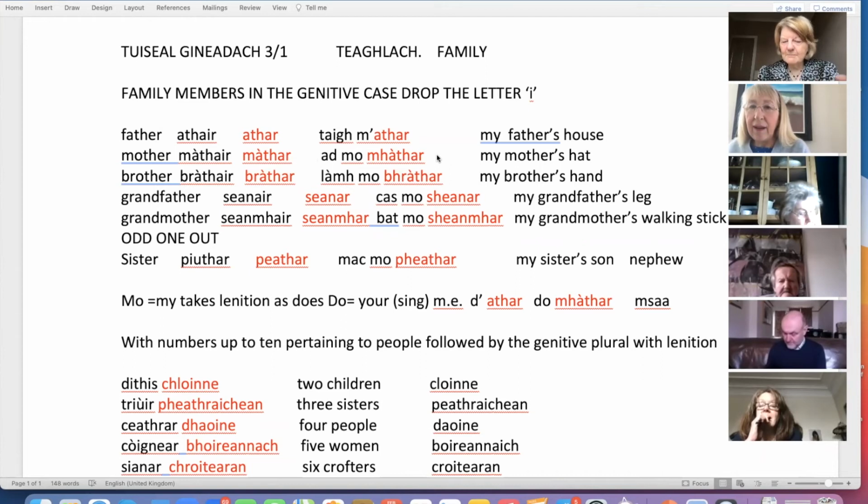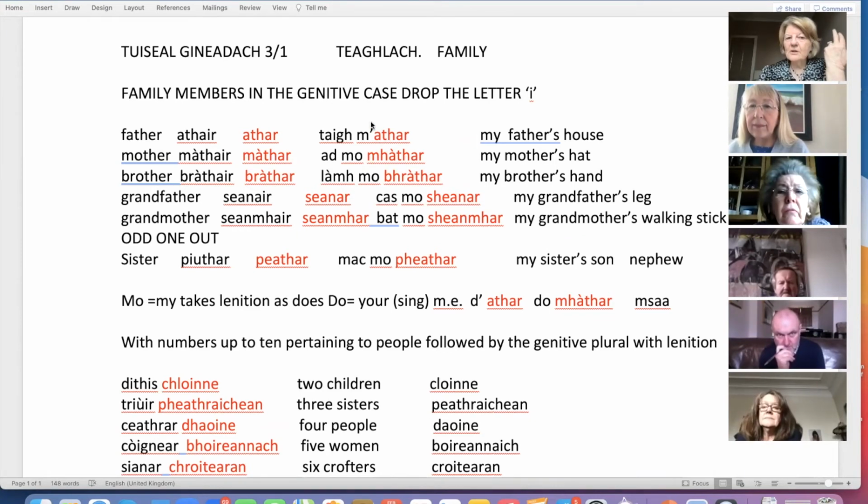Mo, mine, and do. So remember, we've had mo and do, and when you have mo and do, you always lenite. So mo athair, you can't lenite athair because it's a vowel. So you go m'athair, take away the o there, and you put the apostrophe there. That's why the apostrophe is there. Taigh m'athar, mo mhàthar, hat mo mhàthar. Bràthair becomes bràthar. Làmh mo bhràthar, my brother's hand.